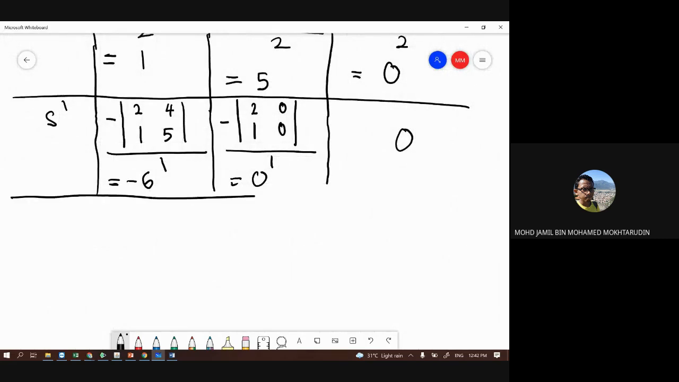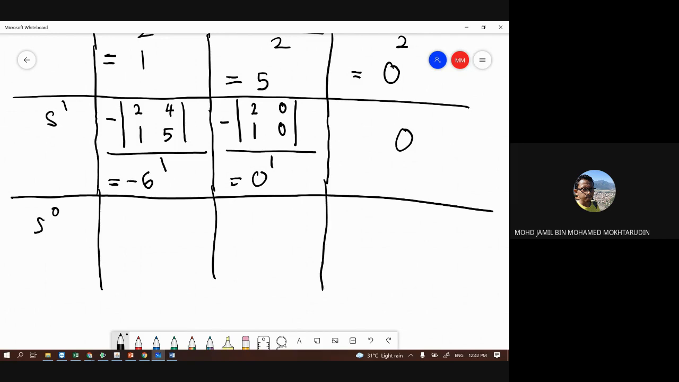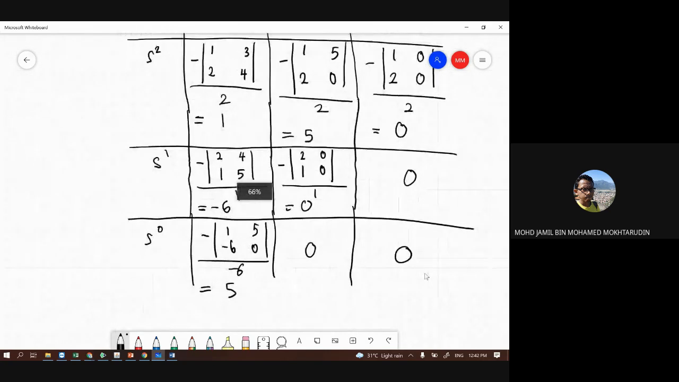And then lastly, row S0. Row S0, negative determinant of 1, negative 6, 5, 0, divided by negative 6. So you get 5. And then the remaining column, 0, you can calculate by yourselves later. Okay, so now you get your Routh table.